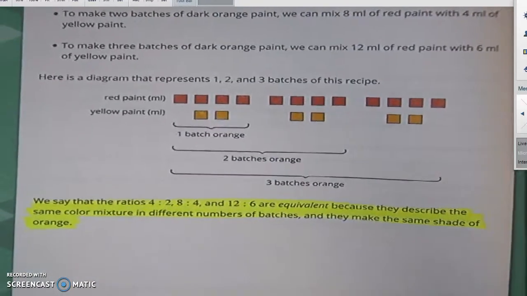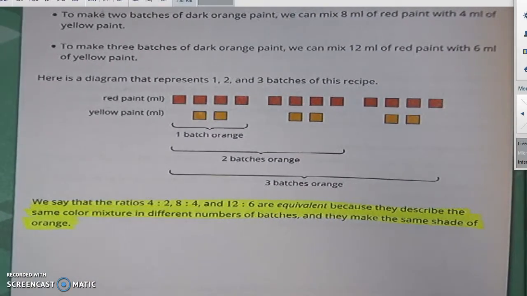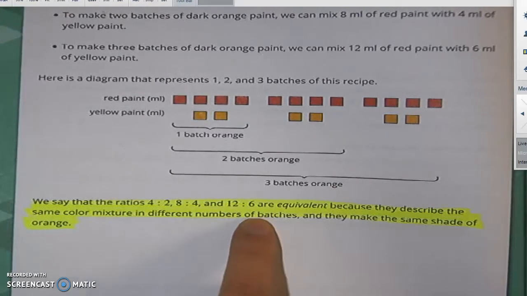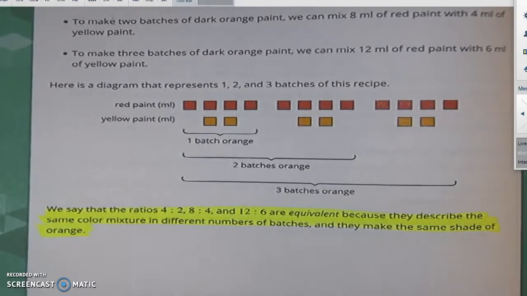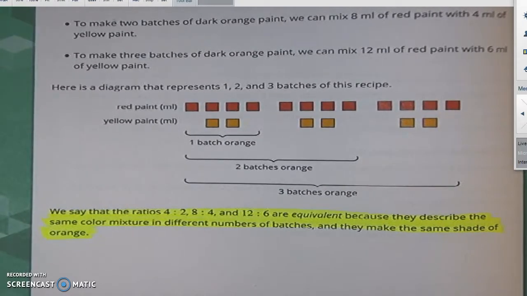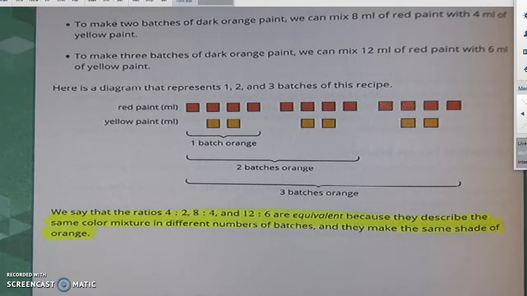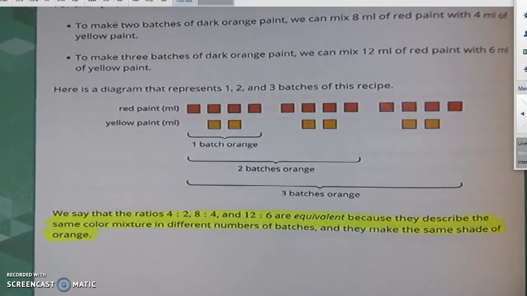And then one more part to highlight. We say that the ratios 4 to 2, 8 to 4, and 12 to 6 are equivalent because they describe the same color mixture in different numbers of batches, and they make the same shade of orange. I didn't tell you what page this is on. I am so silly. This is page 26 if you did not figure that out yet.